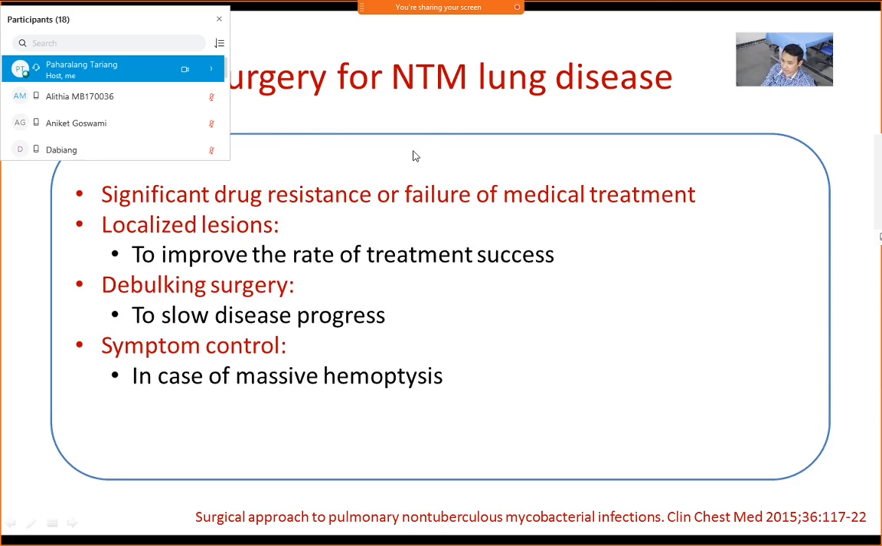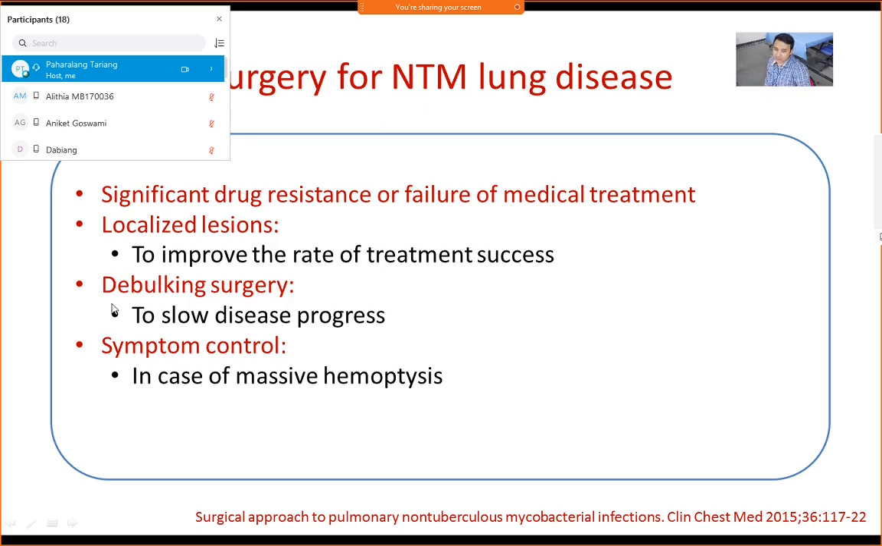Surgery. So when do we do surgery for NTM lung disease? When there is significant drug resistance or failure of medical treatment. When there's significant drug resistance and localized lesions, with surgery we can do either a lobectomy or a segmentectomy or a wedge resection, removing only the affected part. That will also decrease the bacterial burden and help to facilitate effective chemotherapy.